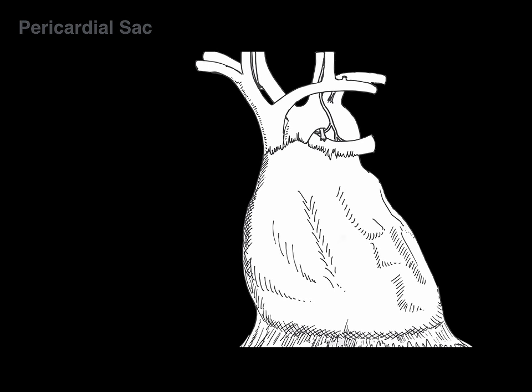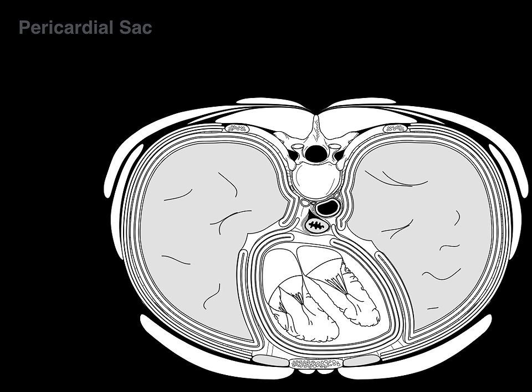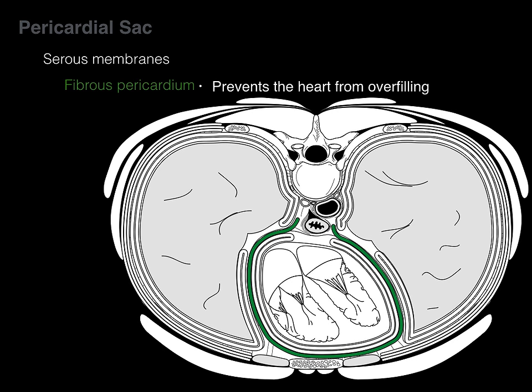So let's do this again. Let's take a cross section, however, of the pericardial sac like this and show it. So this is a cross section. Let's get ourselves oriented. There's our lungs that are flanking either side of the heart, and the heart is contained within a pericardial sac, and the outside is the fibrous pericardium shown in green. This is dense irregular CT, and this is what prevents the heart from overfilling. It doesn't stretch a whole lot, and it also fixes the heart in the mediastinum.